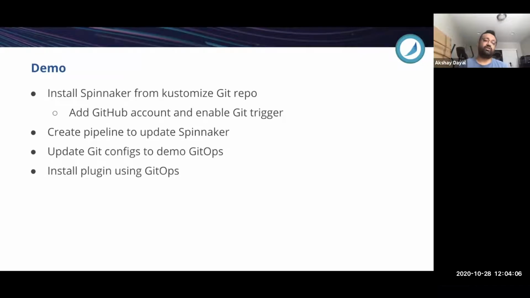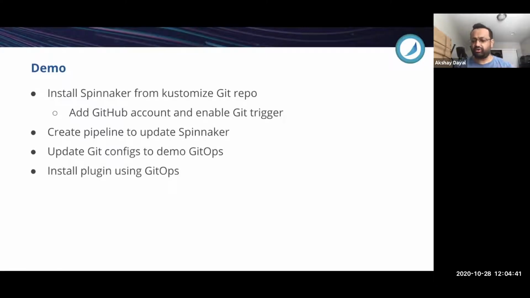So what we're going to demo today is setting up Spinnaker from a Kustomize repository. And the goal would be to create a pipeline in Spinnaker itself that uses a Git trigger to listen for updates to the Kustomize repository. And whenever you make an update, let's say you want to add a new plugin or you want to change the version of Spinnaker, you make it in GitHub and the pipeline will get triggered and it will update Spinnaker itself. So this will demonstrate how to use the GitOps workflow for managing your Spinnaker installation.